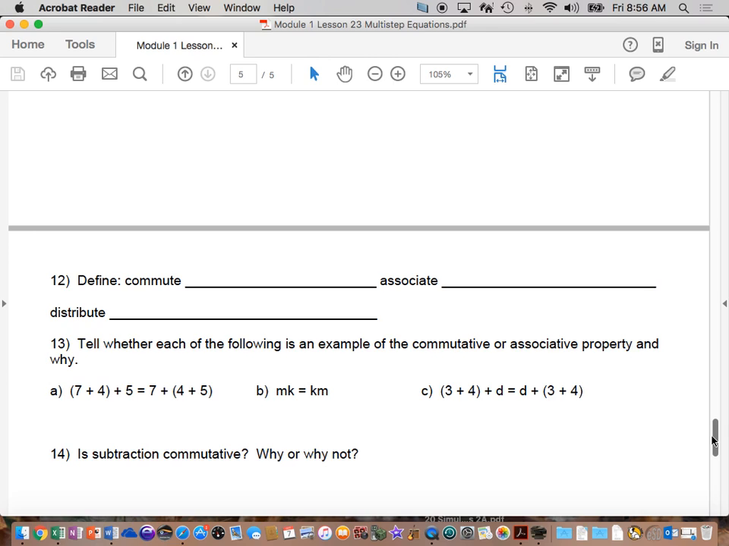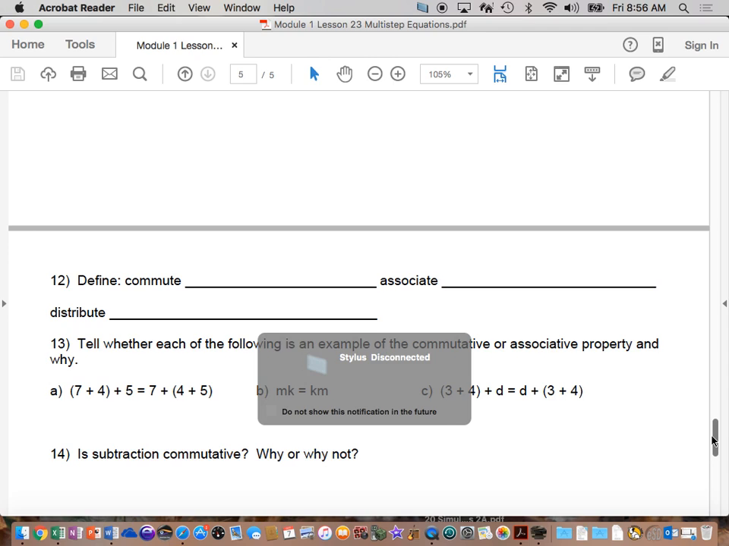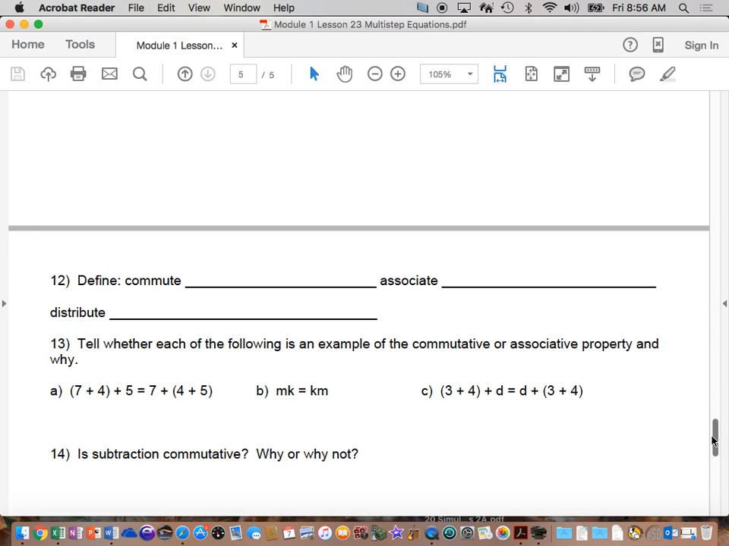Is subtraction commutative? Why or why not? Go ahead. It's not because when you switch the order, you're going to get a different answer. Yeah, specifically the negative. Right? Like what's 2 minus 5, everybody? Negative 3. What's 5 minus 2? 3. So if you switch the order, you will get a different answer. Specifically the negative of each other.